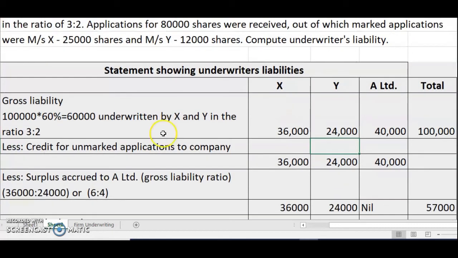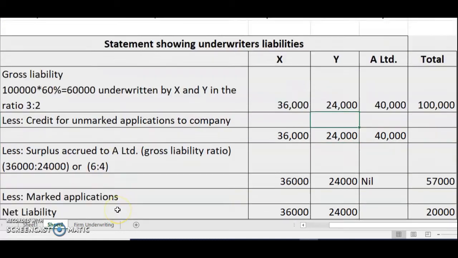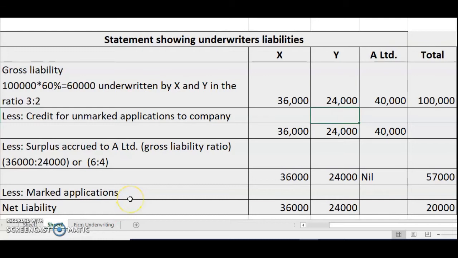Now the next thing is, we have to subtract from this all the applications. Unmarked applications as well as the marked applications will have to be deducted.